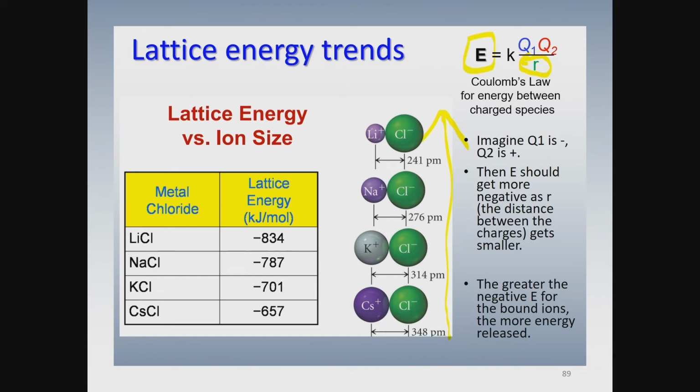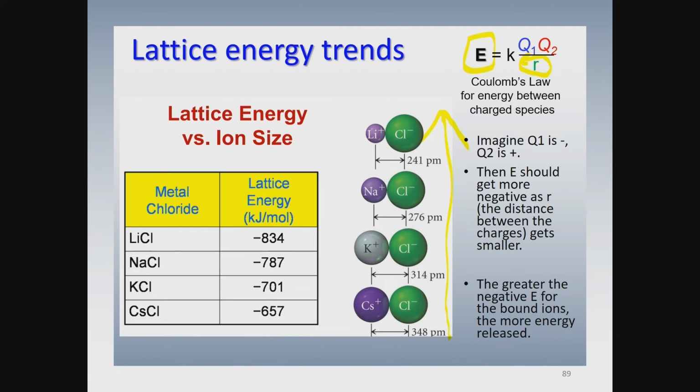So the reason why, as you go from cesium ion to potassium ion to sodium ion to lithium ion, you're releasing more and more energy when those ions stick together to form a solid, is because those ions can get closer together in the salt. If you throw that information into Coulomb's law, we would expect more energy to be released. Okay, so that is one trend you need to know.